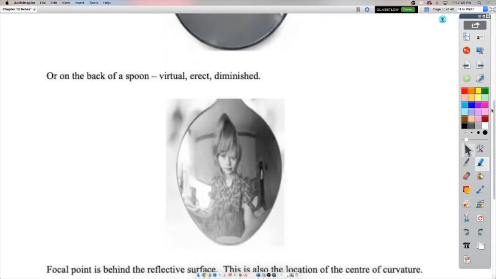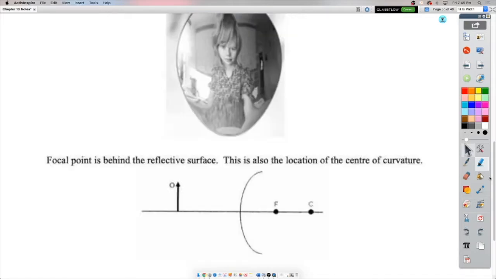You can try this for yourself. In fact, you can do concave and convex with a spoon. Look at the back of a spoon. You will appear smaller, but you will appear virtual, and you will appear right side up. If you flip that spoon around so it's concave, you will appear upside down, beyond the focal point. As you get closer and closer, it'll get bigger and bigger. You'll eventually see nothing, and then if you get really close, you'll be able to see yourself larger and erect.